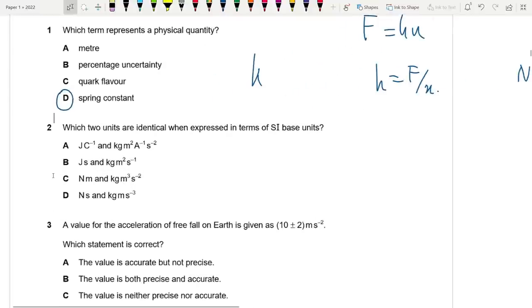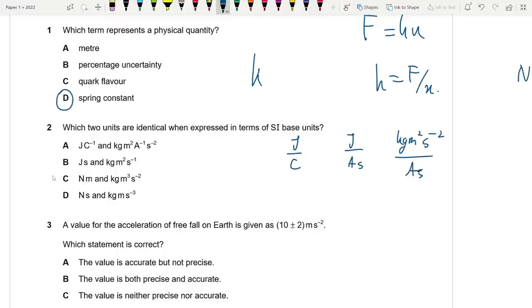Number 2. Which two units are identical when expressed in terms of base units? Joule per coulomb. You know the coulomb: Q is equal to IT, so ampere second. Joule is kg meter square s minus 2. So kg m s minus 2 multiplied by meter, divided by ampere second. That is kilogram meter square ampere minus 1 second minus 3. It should have been minus 3.